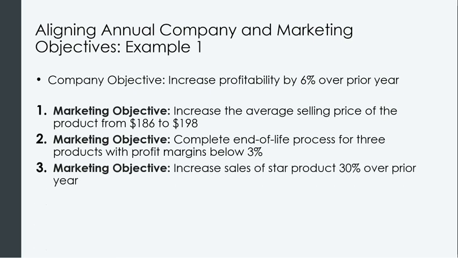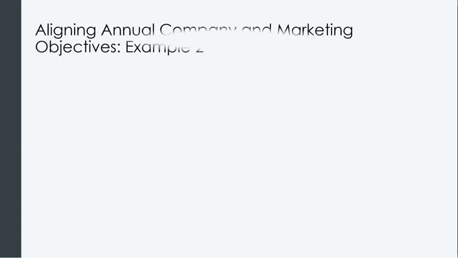The third objective is to increase sales of star products 30% over the period year. These 3 objectives should be used to increase the profits of the company based on the desired profit. Example 2.